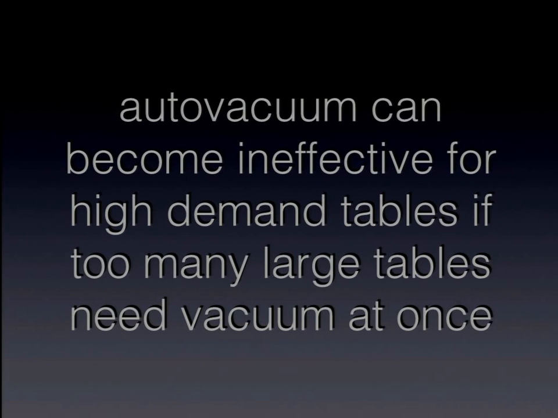The other big thing with autovacuum is that it can become ineffective for high demand tables. If you have three large tables, the default configuration is three autovacuum workers. If you end up with three large tables that all show up on the list and all need to be vacuumed at once, all three workers are going to be stuck doing that, and nothing else is going to get vacuumed until one of those workers frees up. So these are some of the things that factor into why, especially for tables that you're trying to keep small that have a high churn rate, you still want to vacuum those by hand.